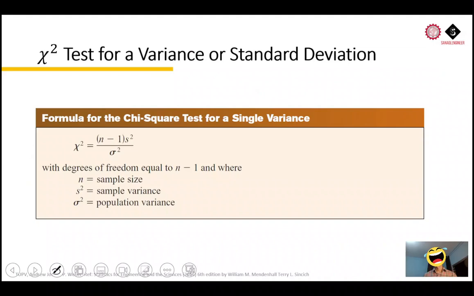Hypothesis testing for the variance or standard deviation. For the test statistic, it's not the z-test, it's not the t-test, but the chi-squared test. And the formula is shown as n minus 1, which is the degrees of freedom, if you will, times s squared over sigma squared.